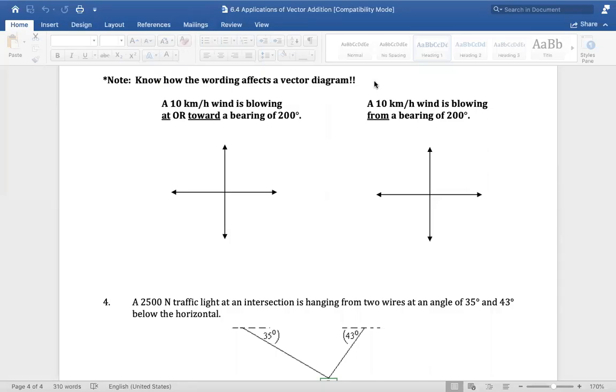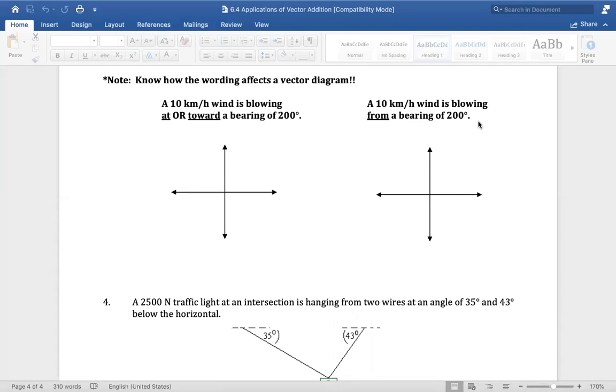So before we do this next question, number 4, we have to note that it's important to know how the wording is going to affect a vector diagram. For example, here's the same speed: a 10 kilometer per hour wind is blowing at or toward a bearing of 200 degrees, and a 10 kilometer per hour wind is blowing from a bearing of 200 degrees. So how is that different between them?